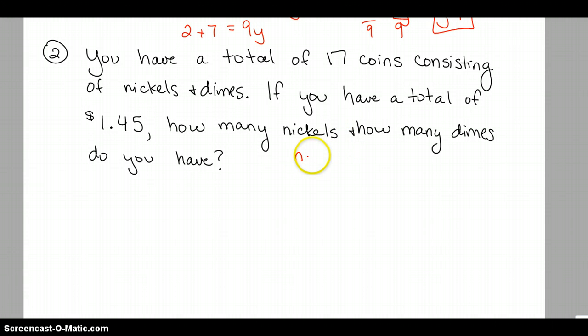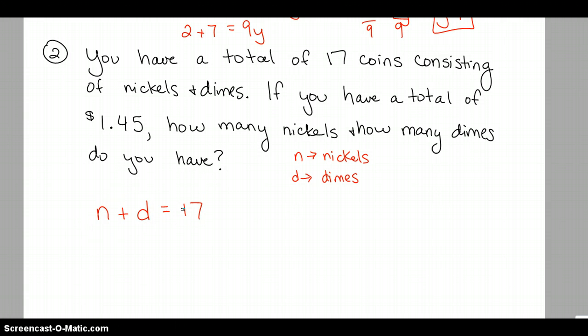So I'm going to have N represent the nickels and D represent the dimes, since those are the 2 things I'm looking for. I know that I have 17 coins, so I don't know how many nickels I have. I don't know how many dimes I have, but I know that all together I have a total of 17 of them. So nickels plus dimes equals 17.